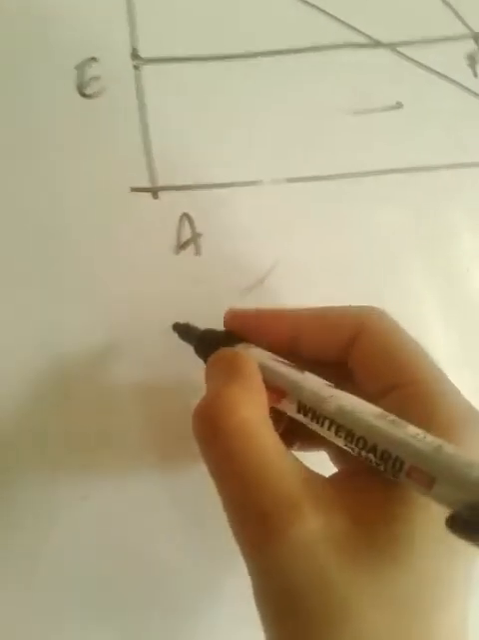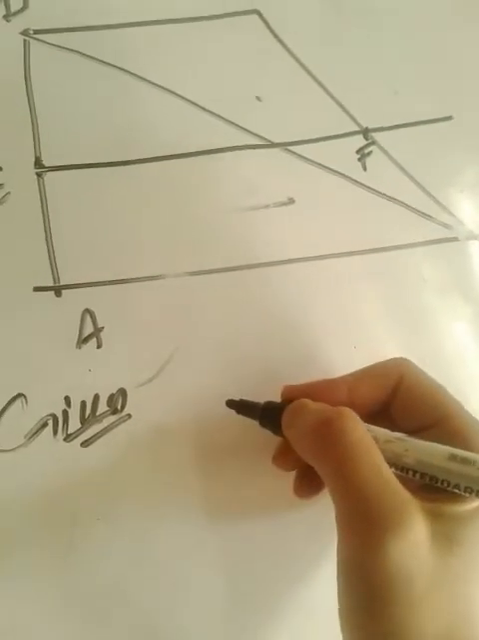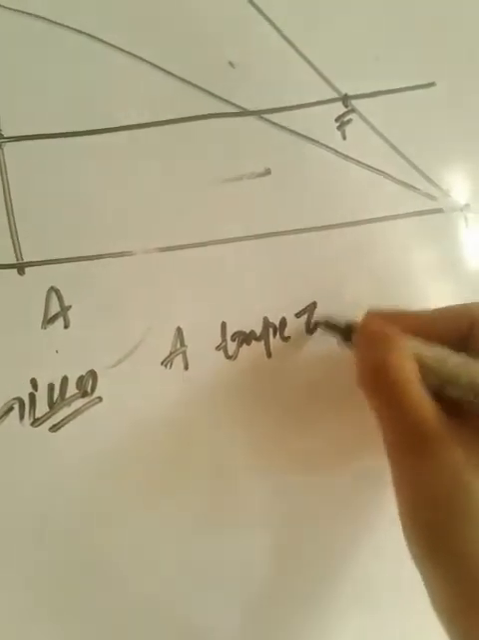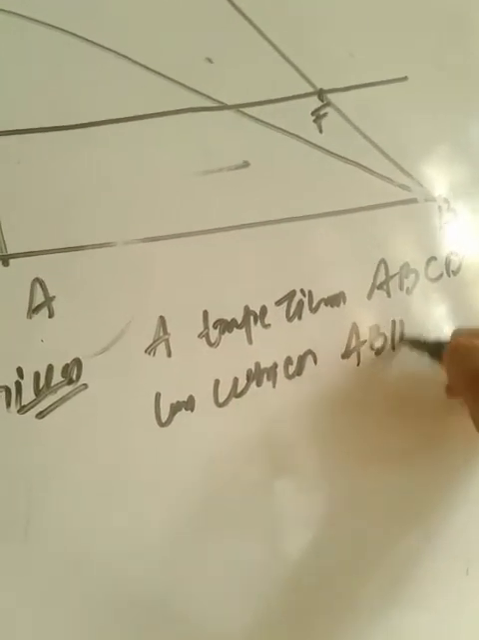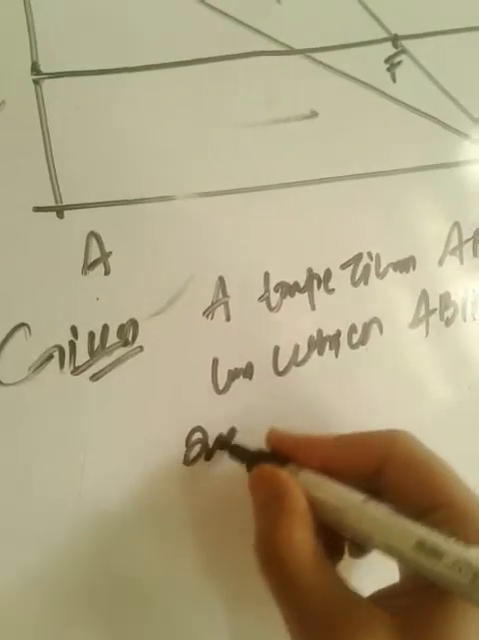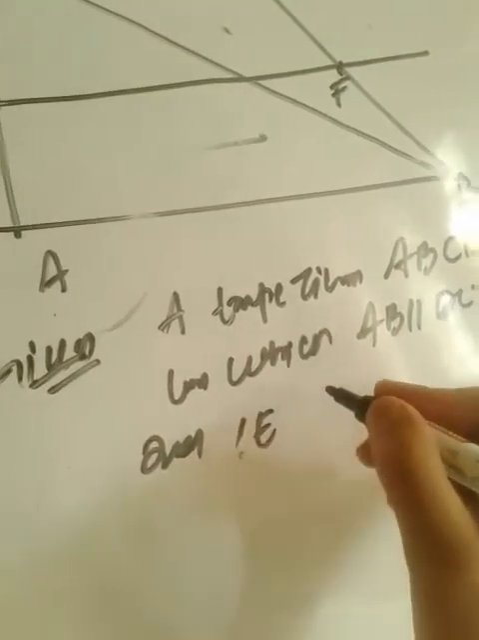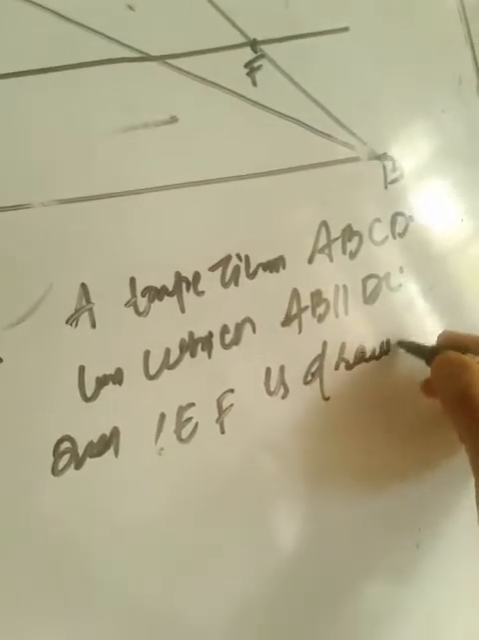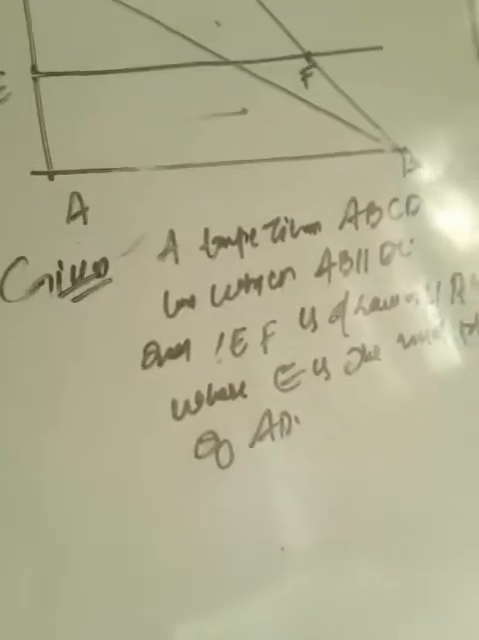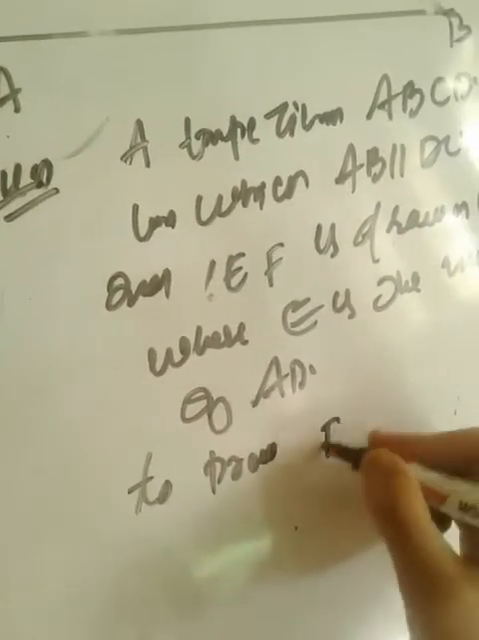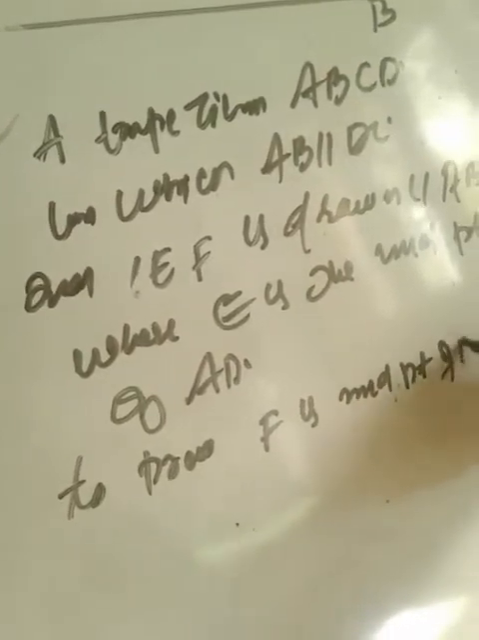Very interesting question. Let us prove it. So first of all we will write the given. What is the given? We have given a trapezium ABCD in which AB is parallel to DC, and EF is drawn parallel to AB, where E is the midpoint of AD. To prove, we have to prove that F is the midpoint of BC. This is the given.